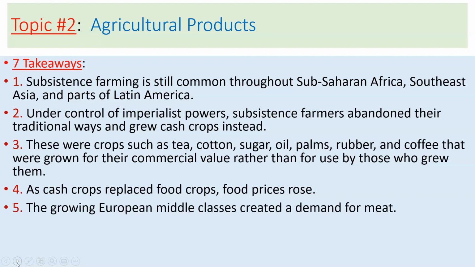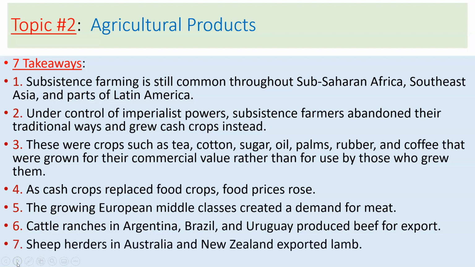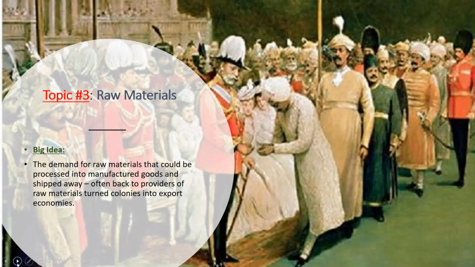The growing European middle classes created a demand for meat. Number 6, cattle ranches in Argentina, Brazil, and Uruguay produced beef for export. Number 7, sheep herders in Australia and New Zealand exported lamb. Draw a line in your notes.